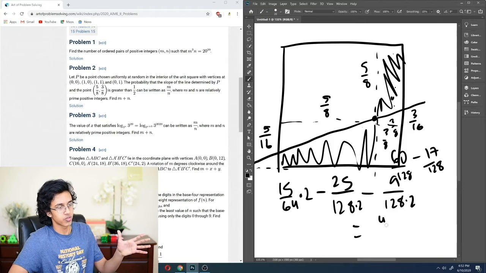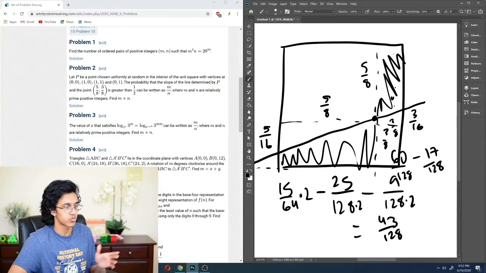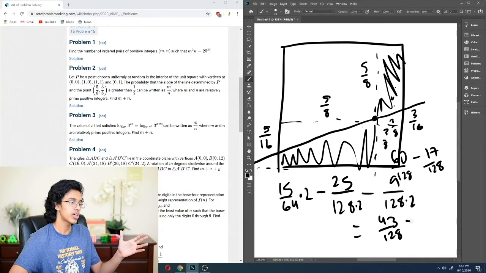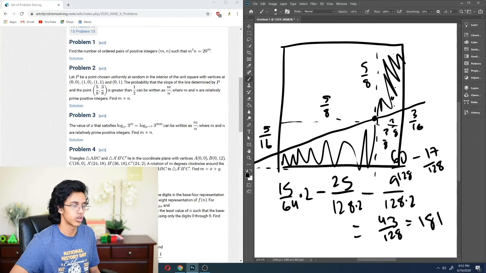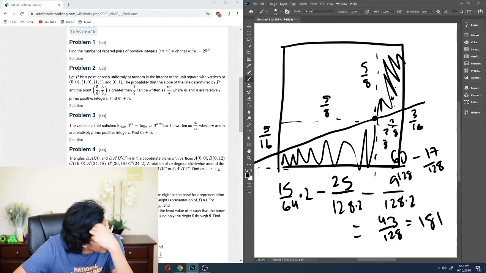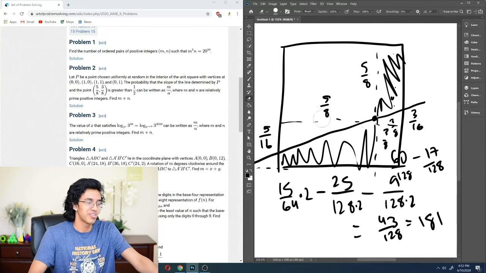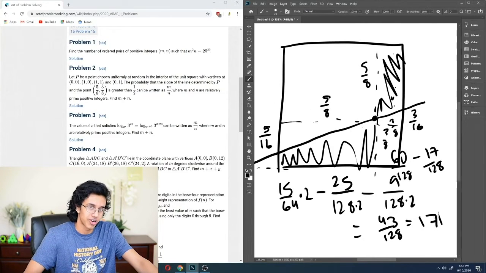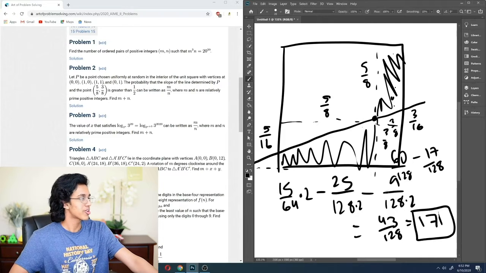And then we just get 43 over 128, and you find the sum of the top and the bottom, and what do you get? You get 181. What a cool... nope. Bruh. Why am I so big brain? What the heck? Bruh. 171. Very cool. I can add, I swear. I know how to add. Okay, very cool. We know how to add.